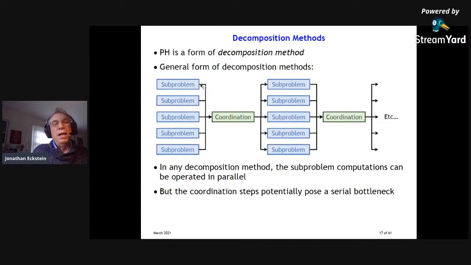And you solve those. In this case, there's essentially one for each scenario. Then you have some coordination step that updates some information. Then you solve another bunch of sub-problems, then coordinate, and again. In any decomposition method, the sub-problem computations can be operated in parallel. You can do all these at the same time if you have a parallel computer. Same here. But the coordination steps could possibly be a serial bottleneck that you'll never be able to speed up, no matter how many processors you have.